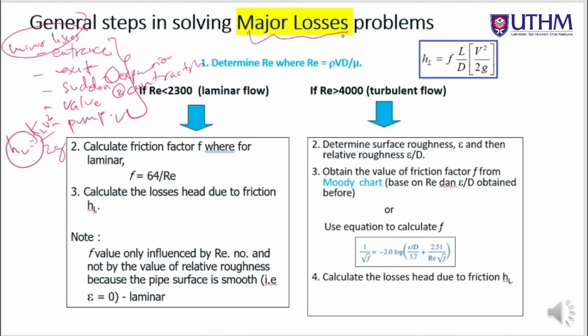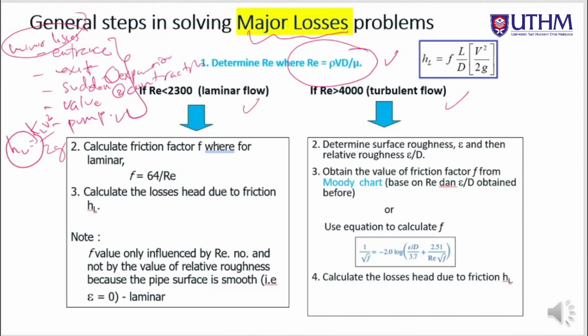Okay, for major losses, saya just nak recap balik. First of all, kita kena re-evaluate what is the characteristic of the flow, and also to evaluate, kita kena tengok the Reynolds number. Okay, if let's say the Reynolds number less than 2000 or 2300, we consider it as a laminar flow. But if it is more than 4000, kita consider sebagai turbulent flow.